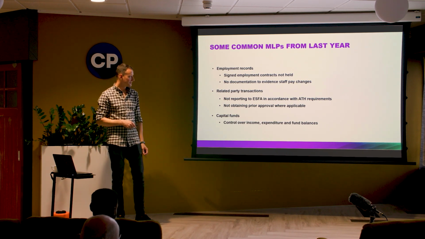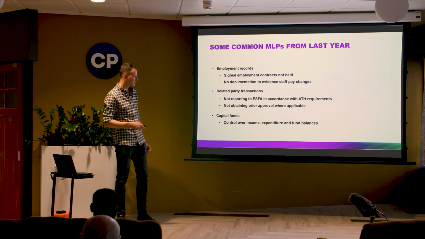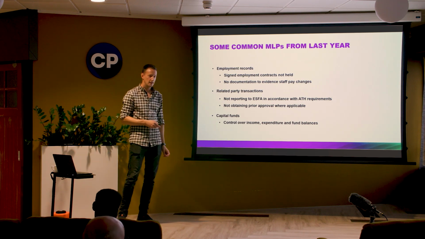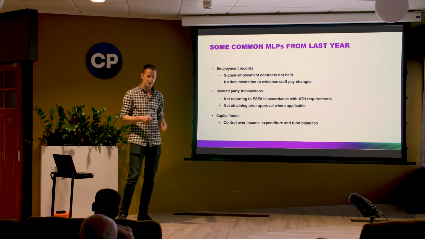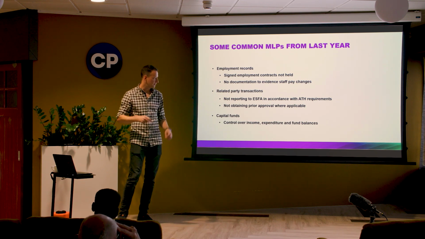Related party transactions, I spoke about that earlier as well. A very common management letter point, so transactions either not being reported to the SFA where you've had any during the year, and then not getting that prior approval where you went over that 20,000 limit. It has been going backwards, it will be 40,000 going forward as Andy mentioned, but make sure that you have all of those transactions identified.